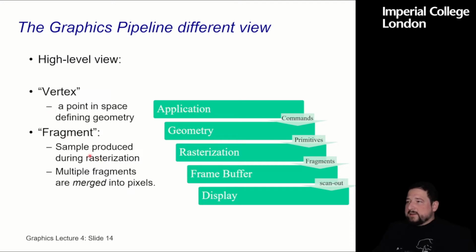While a fragment is a sample produced during rasterization, there are multiple fragments which are eventually merged into a pixel. Merging can mean just taking a single one, or blending them all together, or doing these sorts of things. And there's really a scale difference. There are only so many vertices in a scene, thousands, maybe millions. But fragments can be a very large number. They're all the pixel candidates that make up your geometry.